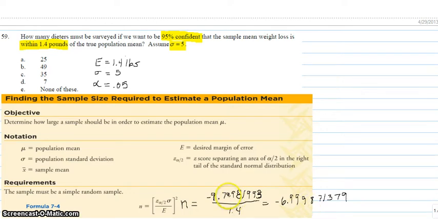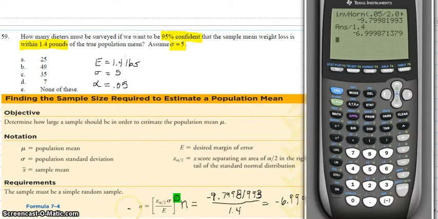Okay. Now, we still are not done because we need to make sure that we square it. That's very important. I'm going to highlight that in green so we remember to square that. So let's take our calculator and get the square of our answer. We have 48.998199932. So that's going to round up to 49.